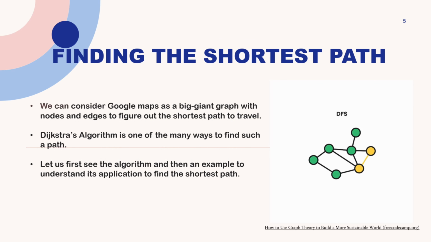Finding the shortest path. We can consider Google Maps as a big giant graph with nodes and edges to figure out the shortest path to travel. Dijkstra's algorithm is one of the many ways to find such a path. Let us first see the algorithm and then an example to understand its application to find the shortest path. Here is Dijkstra's algorithm.